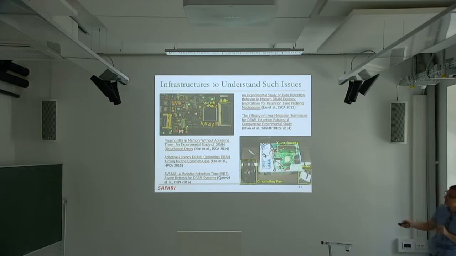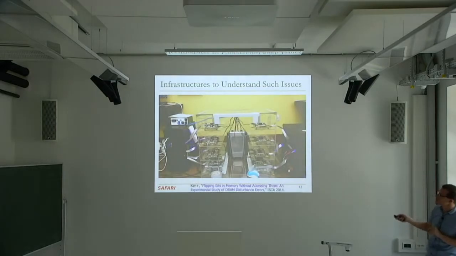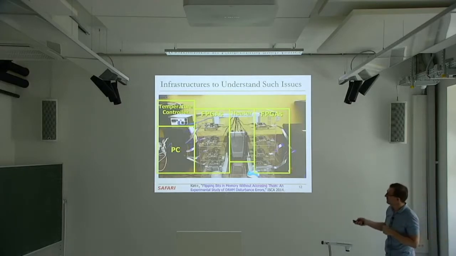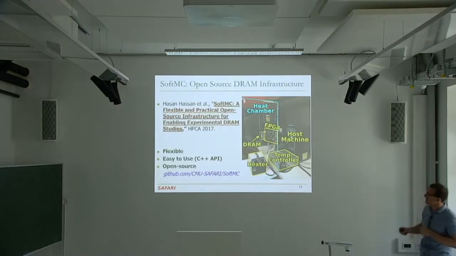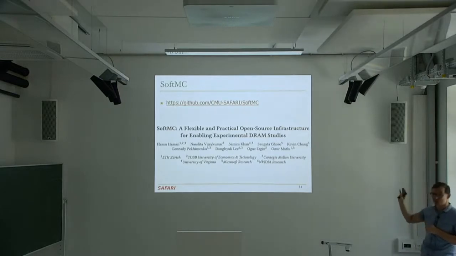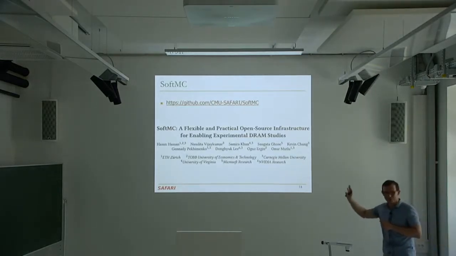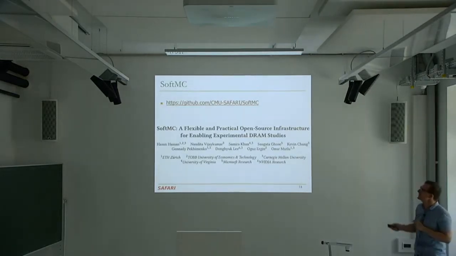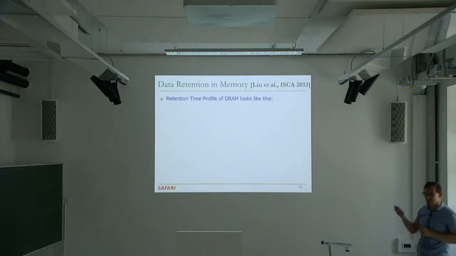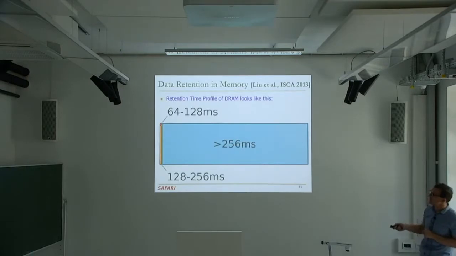And we studied a bunch of other things. And this was the next generation infrastructure. This is actually the infrastructure where we did the initial RowHammer studies and wrote the RowHammer paper. And this is the infrastructure from around 2017, which we open sourced, as I mentioned yesterday also. So if you want to do more studies and discover more RowHammer type of errors, this is the infrastructure to use, perhaps. And as I said yesterday, we wanted to understand the data retention time profile of DRAM chips.